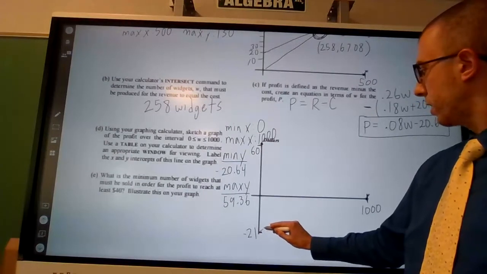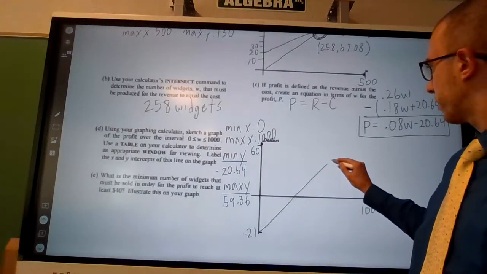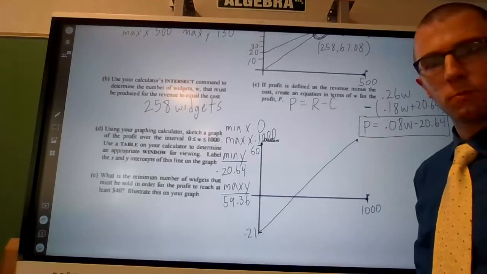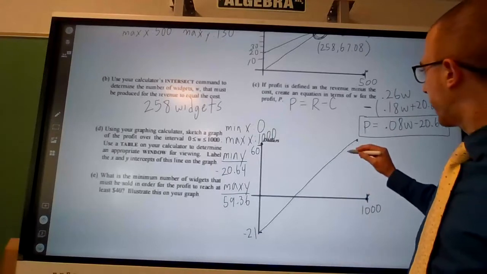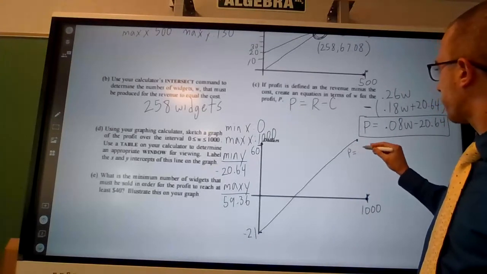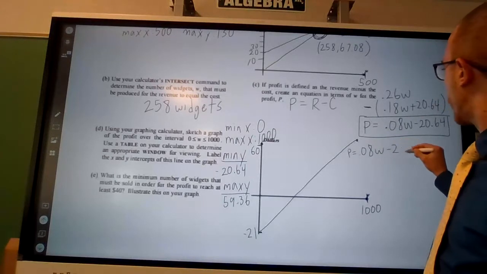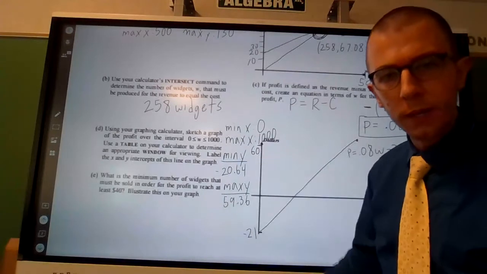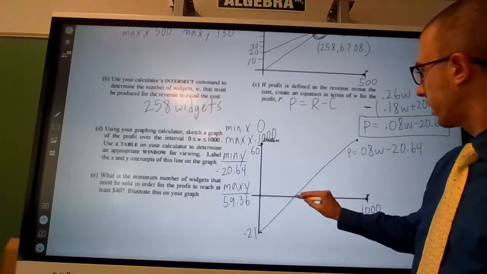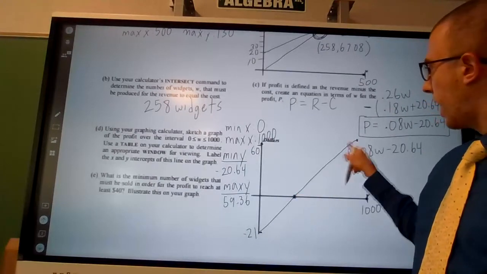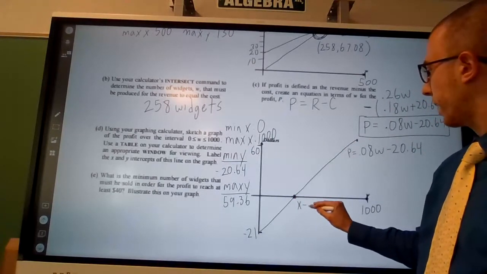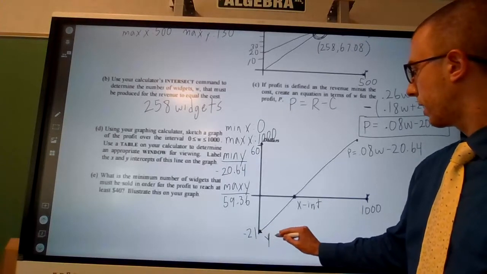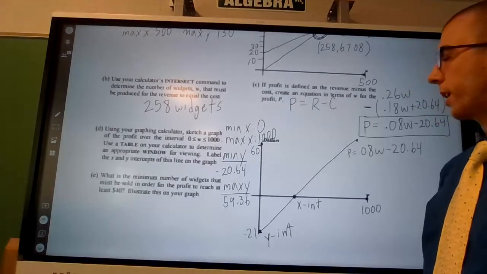So we go from here through the x-axis. Try to make this as straight as you can. All right, so something like that. Now I'm going to label this again. P equals 0.08 W minus 20.64. And they do also tell us to label our x and y intercepts. So there, where our function hits the x-axis, that is our x-intercept. And down here, where we started, that is our y-intercept.